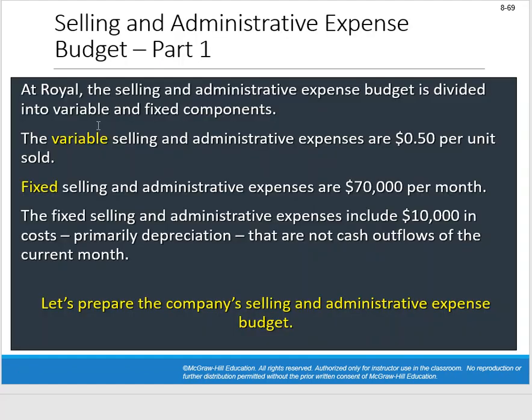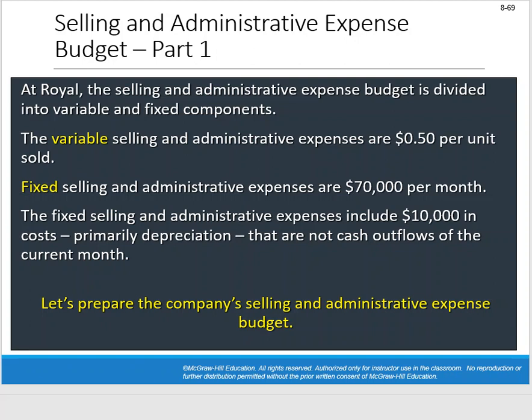So then we get to our selling and admin expense budget. So lots of info for you here. We divide it into variable and fixed components. The variable selling and admin is 50 cents per unit. And fixed selling and admin is $70,000 per month. And they're letting us know that in terms of our cash flow, that fixed amount includes $10,000 in costs like depreciation that are not cash outflows, right? Because there's no cash involved in depreciation.